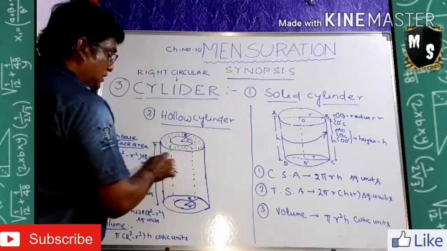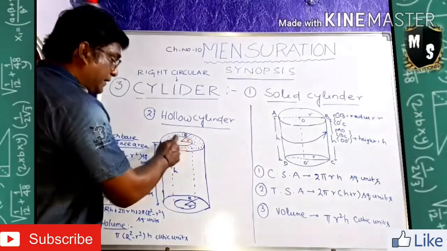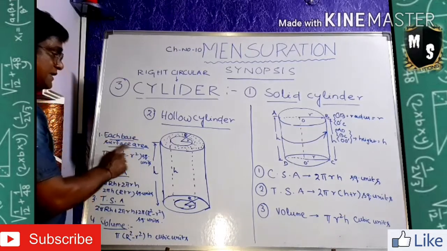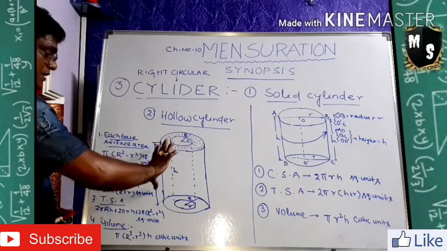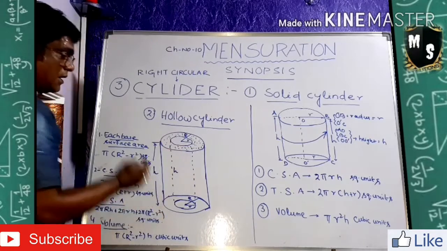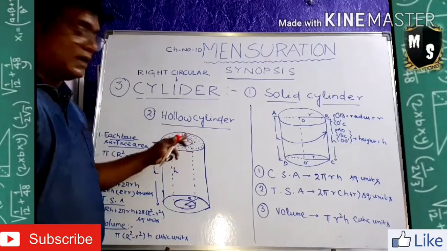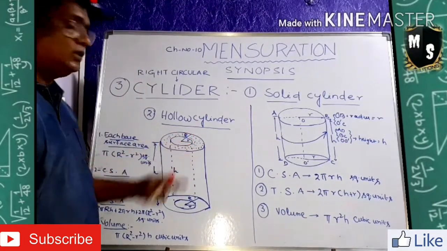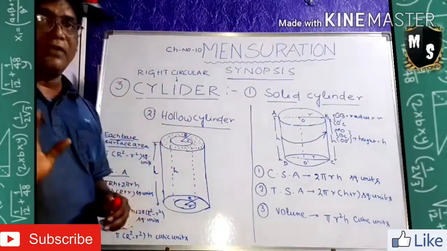So what is the outer circle area? That is pi into R square. We know it. What is the inner circle area? That is pi into small r square. These formulas are involved in this hollow cylinder. This is the height of the cylinder. Height remains the same for the inner and the outer. But what is changing is the big R and small r. Big R is for the outer circle and small r is for the inner circle. I hope you understood it.